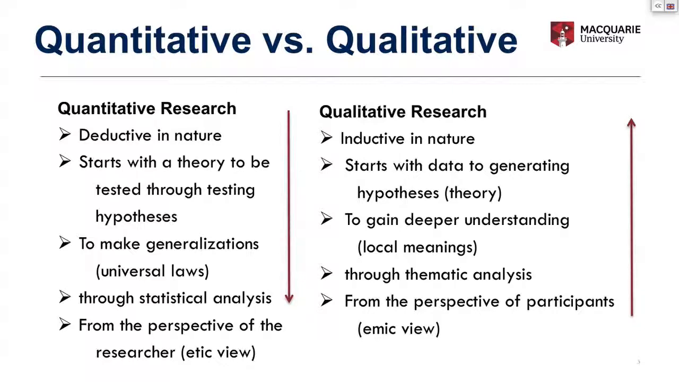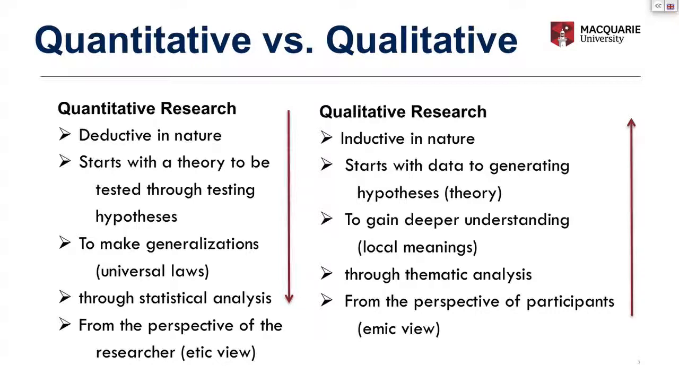And mostly the assumption is that the reality, the phenomenon, the object of a study is out there, and the researcher therefore can discover it, investigate it, and then report it. And therefore it is said that quantitative research reports an explanation of the phenomenon from the perspective of the researcher, and therefore the term etic view is used to describe this approach to research.